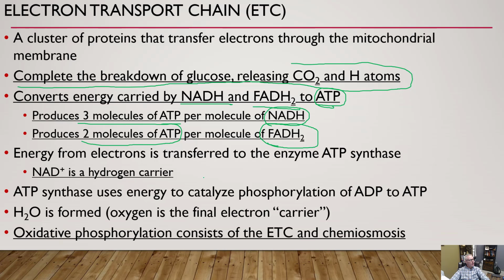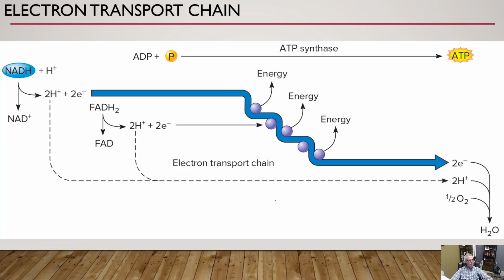All right, so we're not going to get into upper level chemistry. I just want you to memorize that NAD plus is a hydrogen carrier, and oxidative phosphorylation consists of the electron transport chain and chemiosmosis. I'm not going to go into why. Just memorize those 2 things. So here is the electron transport chain. We're not going to get too involved in it, just remember that anytime you see NADH, the electron transport chain makes that into 3 molecules of ATP. Anytime you see FADH2, that's going to go to the electron transport chain to produce 2 molecules of ATP.